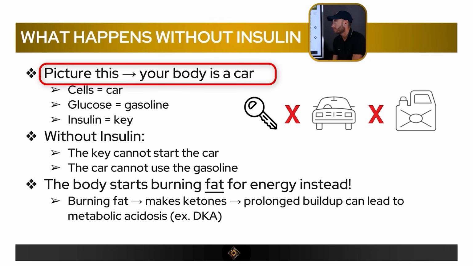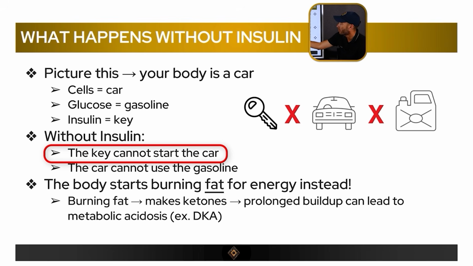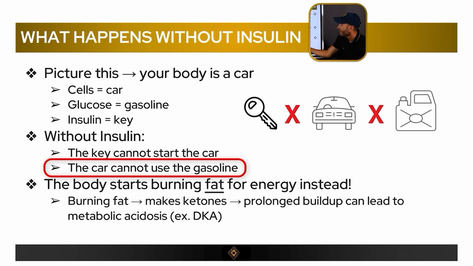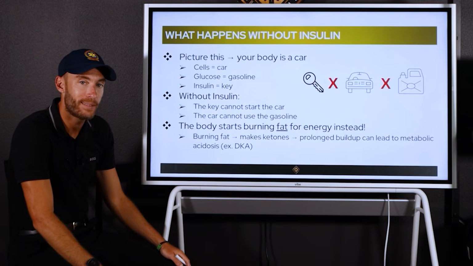Picture this. Your body is a car. The cells are the car. The glucose is the gasoline. The insulin is the key. Without insulin, the key cannot start the car. The car cannot use the gasoline. The body starts burning fat for energy instead. Burning fat makes ketones, and that prolonged buildup of ketones leads to a metabolic acidosis, which is diabetic ketoacidosis. Okay? Does this make sense?